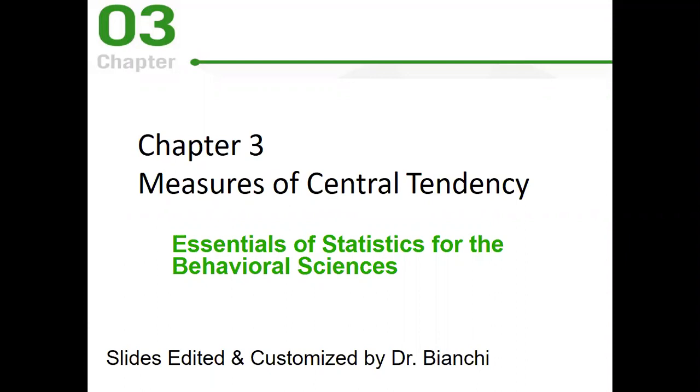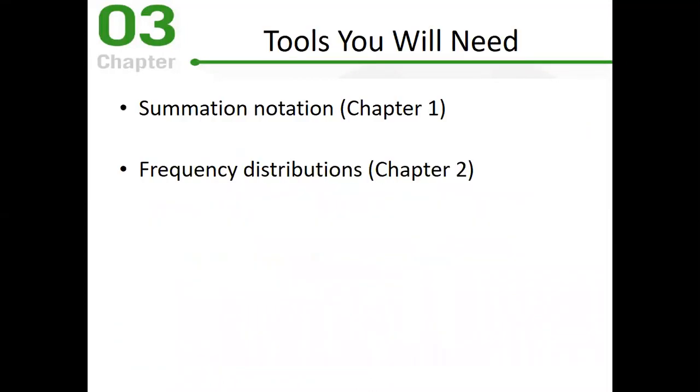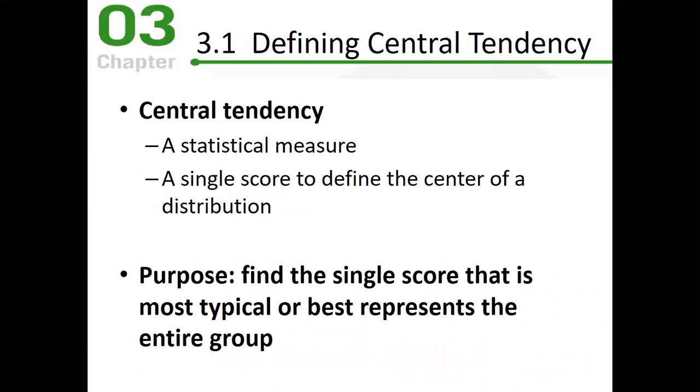Measures of central tendency are one class of descriptive statistics that we use to help summarize and organize data. Let's go ahead and look at what central tendency refers to. The term central tendency is a statistical measure, and basically the purpose of measures of central tendency is to find the single score that's most typical or that best represents how the entire group performed on some kind of test or assessment. Now, there are three measures of central tendency that you may see used in research.